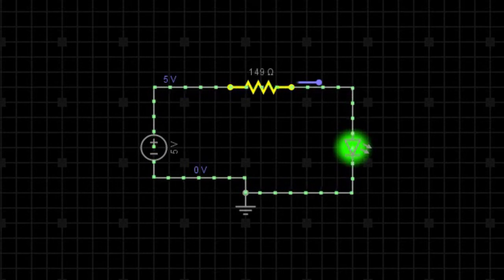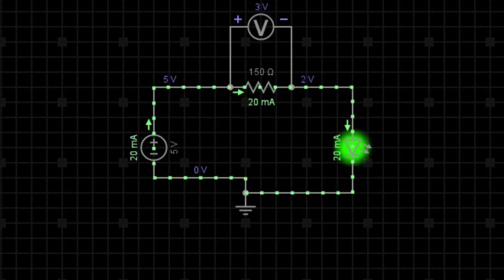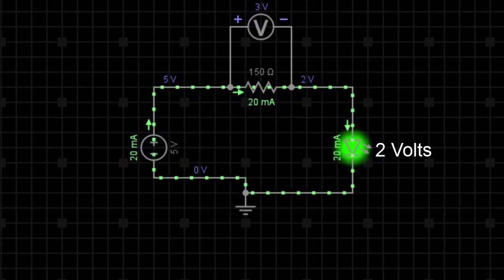And I've put a voltmeter across the resistor here to show that this resistor is taking the 3 volts away from the circuit and limiting the current to 20 milliamps. So now, because this resistor has taken away 3 volts from our 5-volt power source, we're left with 2 volts in our circuit which is powering the LED, and the resistor is limiting the current to 20 milliamps. So our LED is now being provided with 2 volts at 20 milliamps, which is what we require to light our LED as specified in the LED's properties.